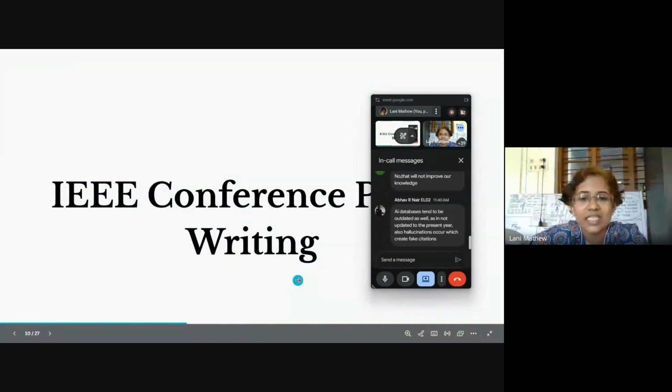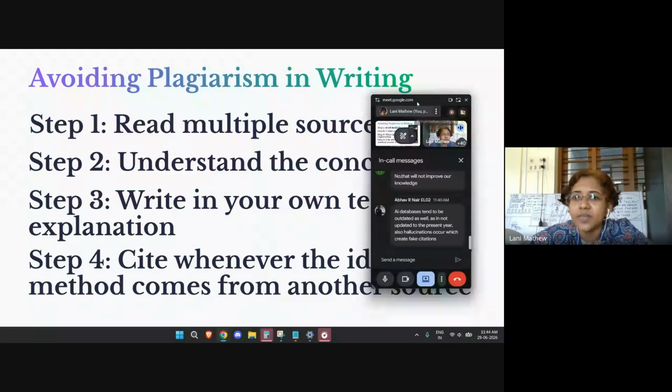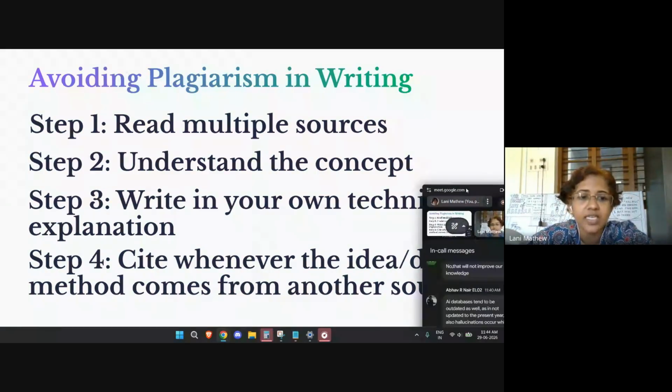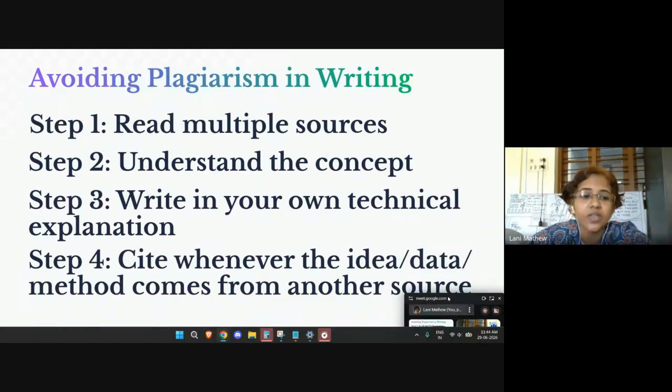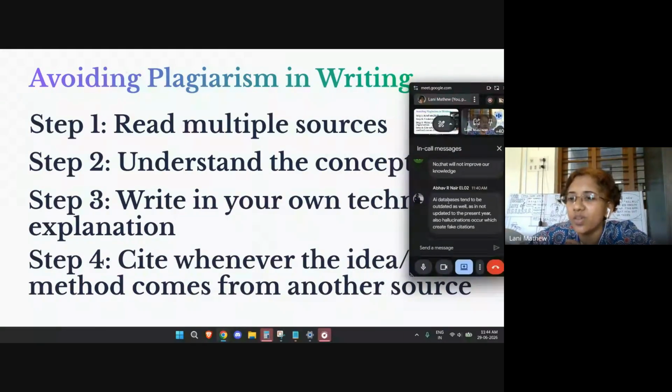So, avoiding plagiarism, how do we do that? We read multiple sources. We understand the concept. We write our own technical explanations, and we cite whenever the idea, data, or method comes from another source. That is something that we all need to do.